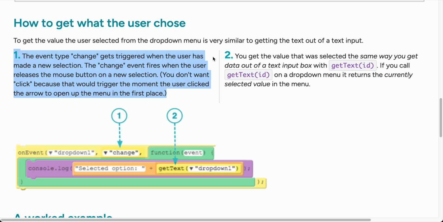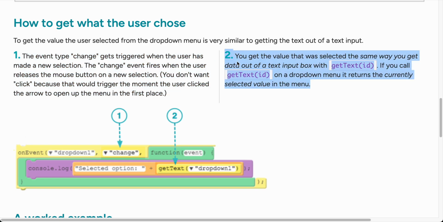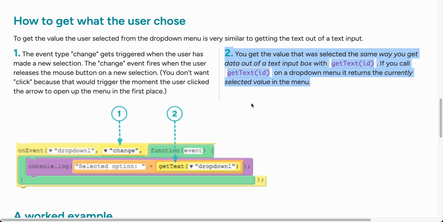in the first place. You get the value that was selected the same way you get the data out of a text input box with getTextID. If you call getTextID on a drop-down menu, it returns the currently selected value in the menu.